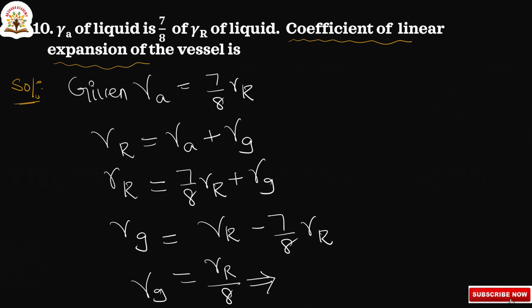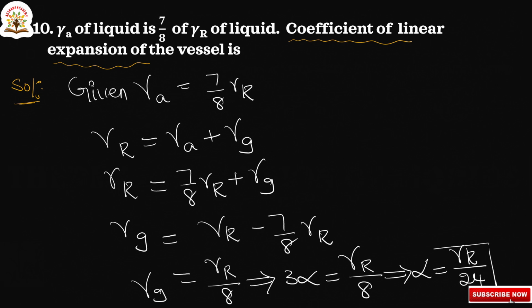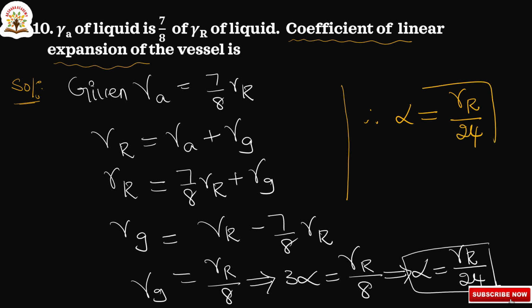Gamma G can be written as 3 alpha, that is equal to gamma R by 8. So, therefore, that implies coefficient of linear expansion alpha is equal to gamma R by 24. This is the final answer. Okay. Therefore, coefficient of linear expansion of the vessel alpha is equal to gamma R by 24. Okay. This is the final answer.